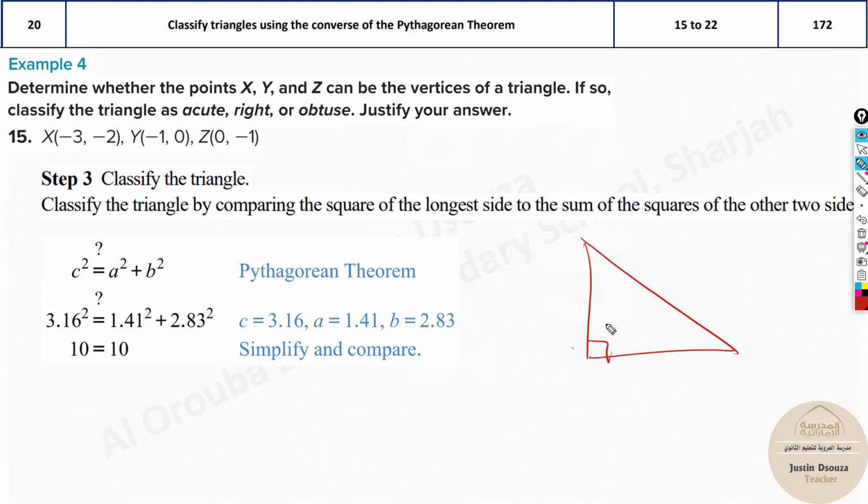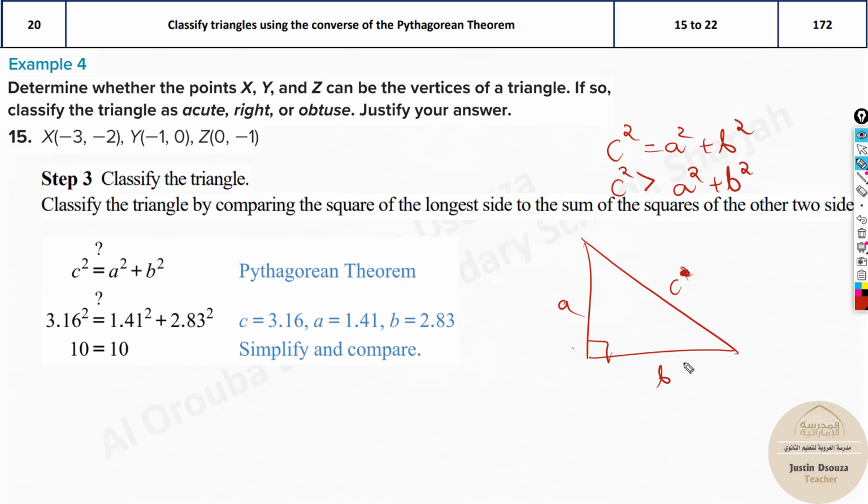So this is the hypotenuse, opposite to 90 degrees, c squared. The other two sides are AC and AB. Now, for a right angle triangle, whenever you solve this, it will be c squared equals a squared plus b squared. Then it's right.